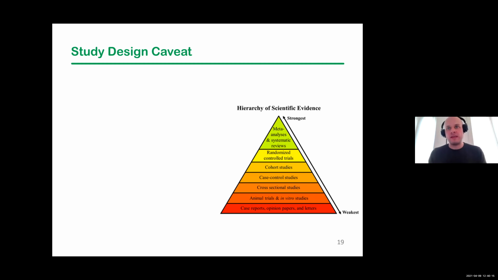So with that said, I wanted to show what I call my hierarchy of scientific evidence. This is a little triangle that shows at the very bottom the weakest evidence for scientific associations or causality, and the very top is the strongest evidence.